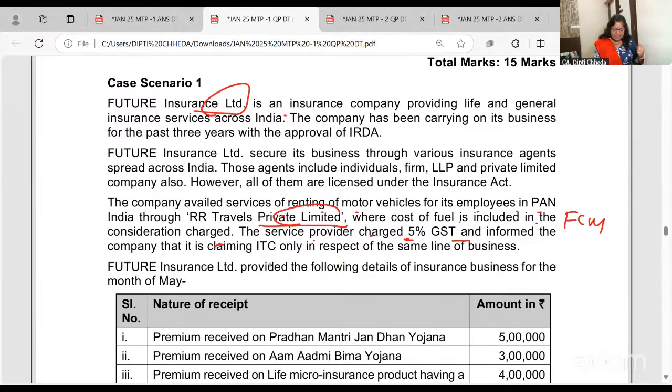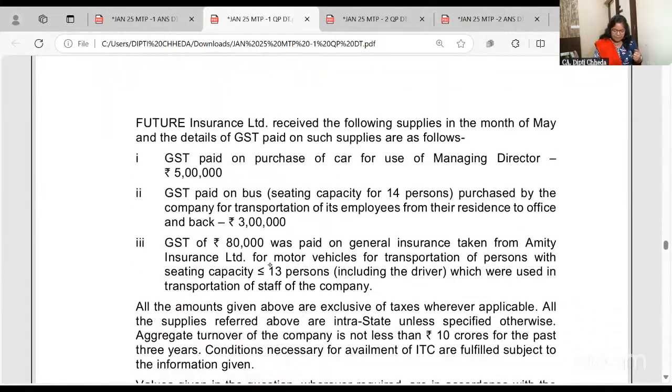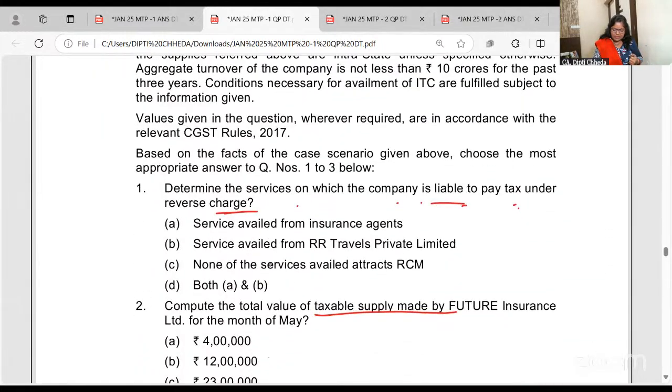So we don't have to pay the tax under RCM here, right? So the first question we can answer: determine services on which company is liable to pay the tax under RCM, and it's an insurance company. So insurance agents are giving service to the insurance company. On that, the insurance agent should charge the GST, but we all know in the agency case, the insurance company will pay on RCM basis on services availed from the agent. Okay, ये सब clear है. RR travels and all, it will not be allowed.